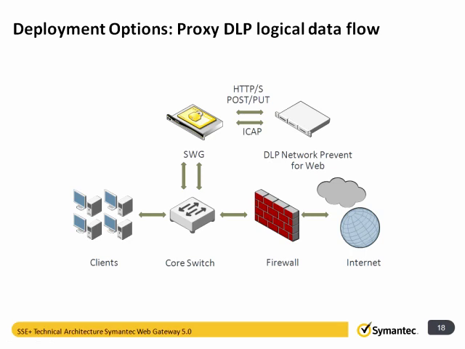If the Web Gateway receives a block all verdict from the DLP server, the content is blocked and not allowed out to the Internet. If a modify content verdict is received, the content is modified and then sent on to its destination.